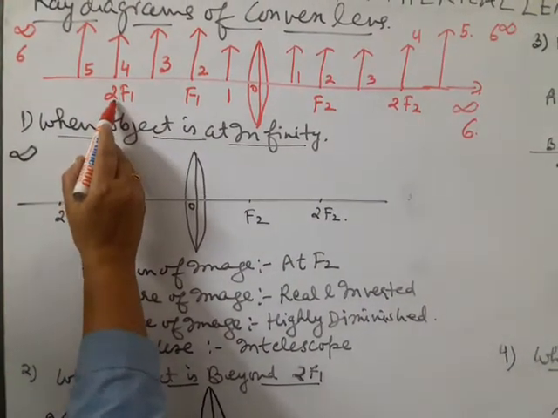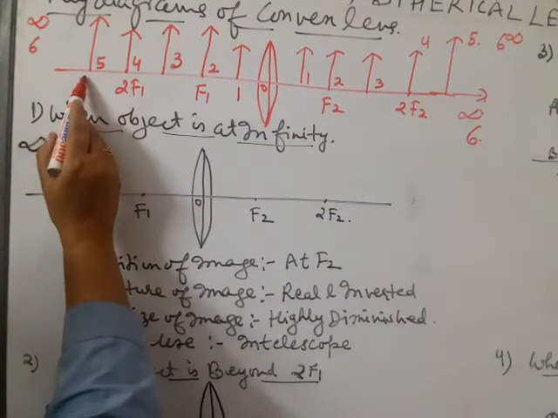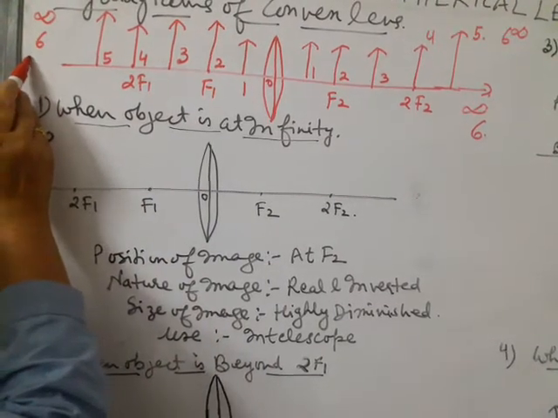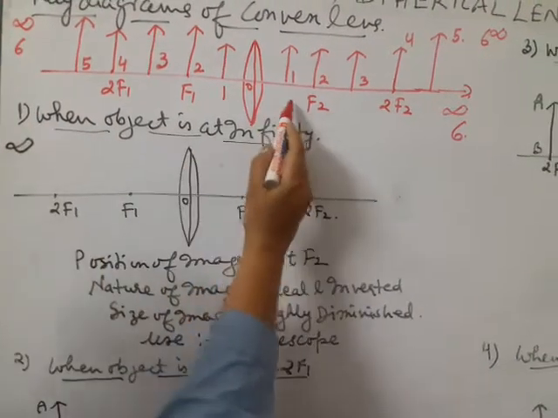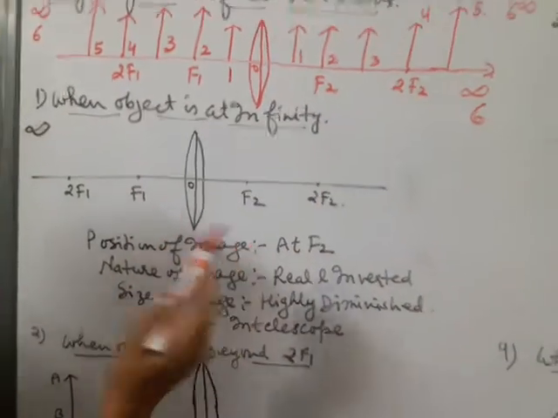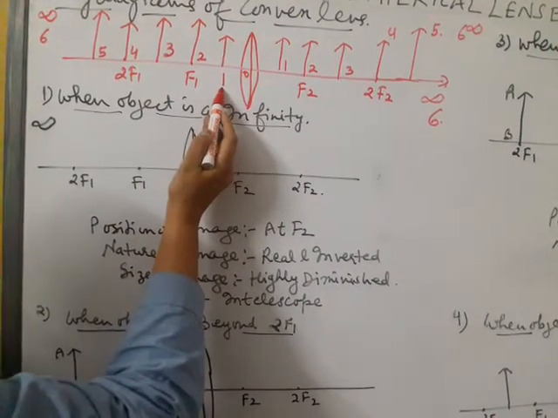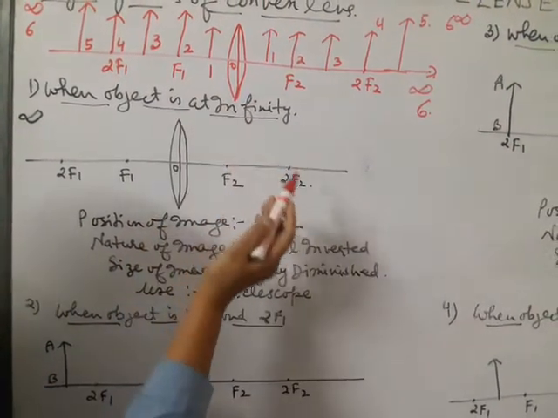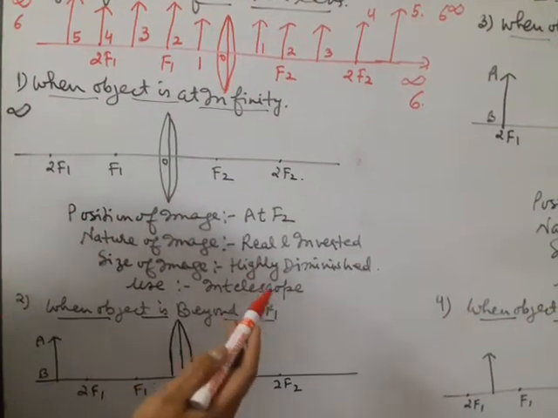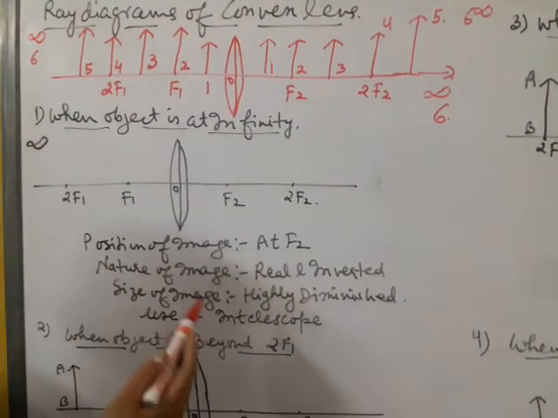Number 4 when object is at 2F1. And number 5 when object is beyond 2F1. And number 6 when object is at infinity. Similarly, this side also. Like mirrors, what we will do, we will give the number to the position, plus whatever we have to add, plus it, and then we will make the number 8 to get the final position of image.